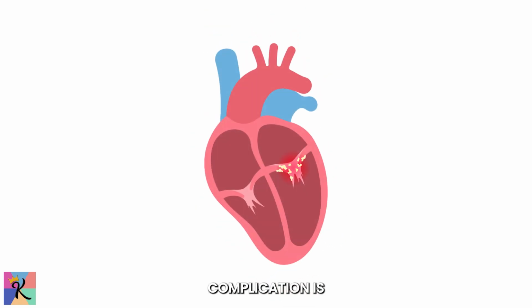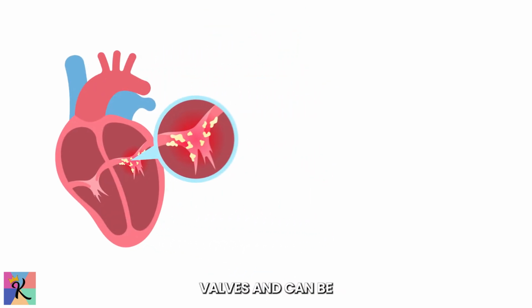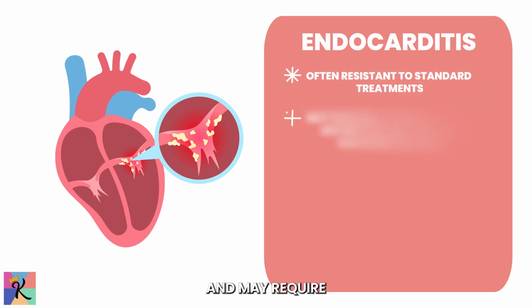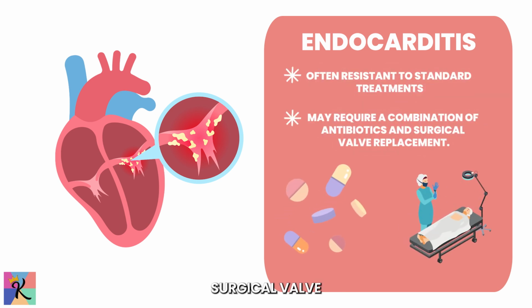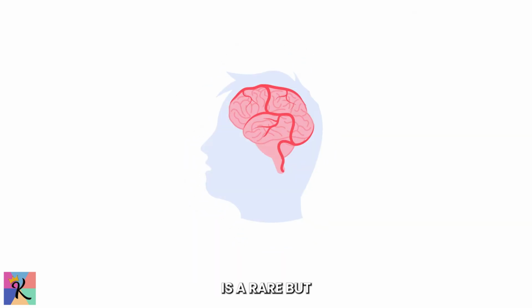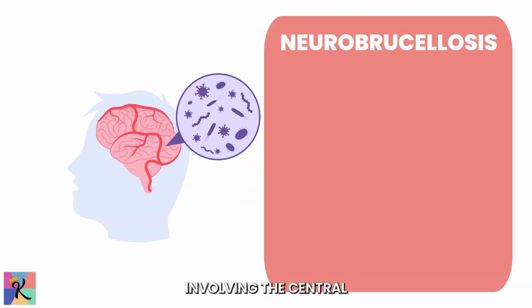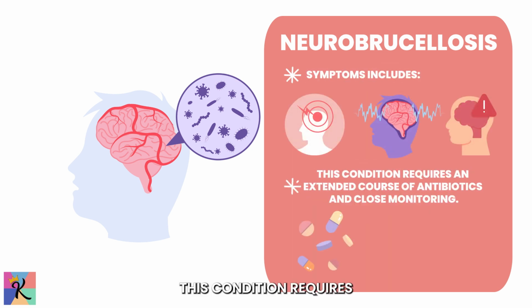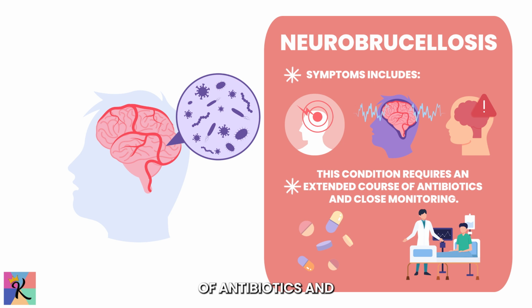Another severe complication is endocarditis, which affects the heart valves and can be life-threatening. Endocarditis caused by Brucella species is often resistant to standard treatments and may require a combination of antibiotics and surgical valve replacement. Neurobrucellosis is a rare but serious complication involving the central nervous system. Symptoms include headaches, seizures, and neurological deficits. This condition requires an extended course of antibiotics and close monitoring.